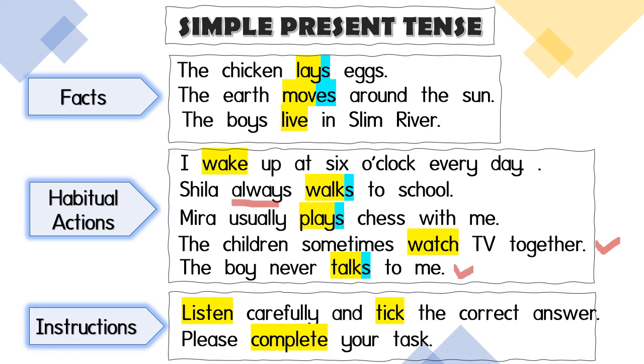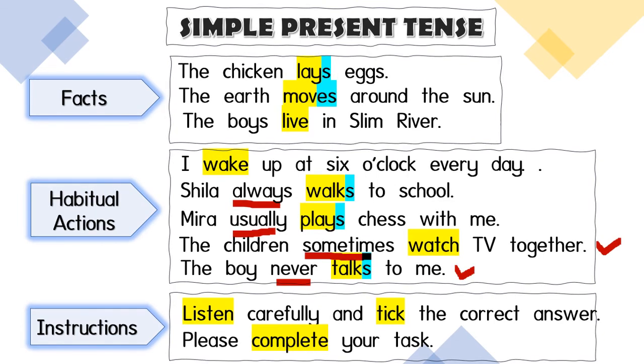Do you still remember all the words that I've underlined here? We have always, usually, sometimes, and never. What do we call this? Yes, it's adverb of frequency. This word shows how often you do an activity. When we use adverbs of frequency, we will write in simple present tense.